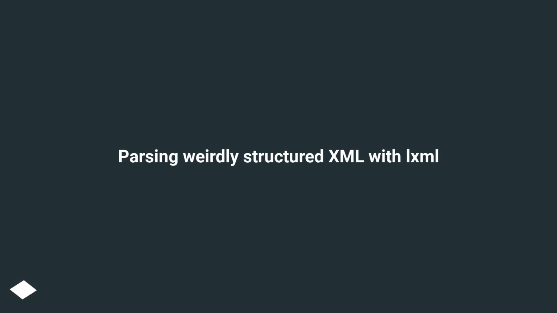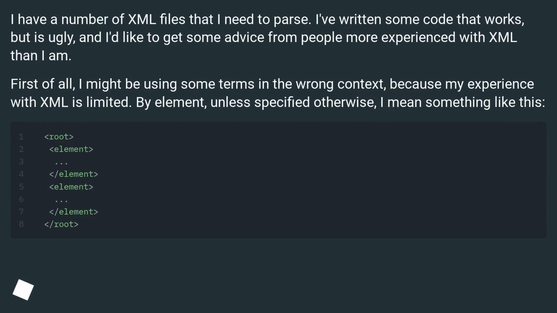Parsing weirdly structured XML with lxml. I have a number of XML files that I need to parse. I've written some code that works, but is ugly, and I'd like to get some advice from people more experienced with XML than I am.